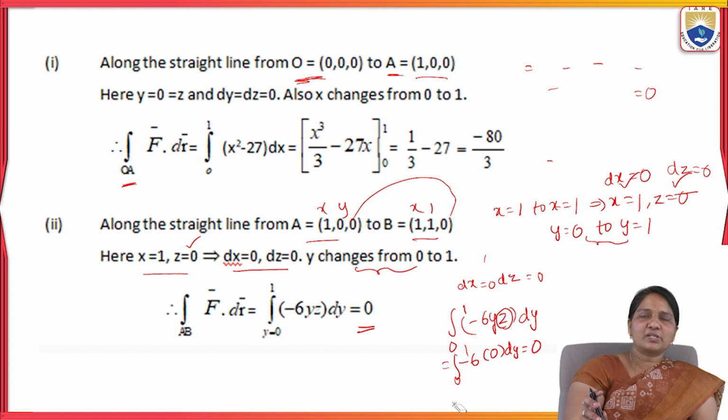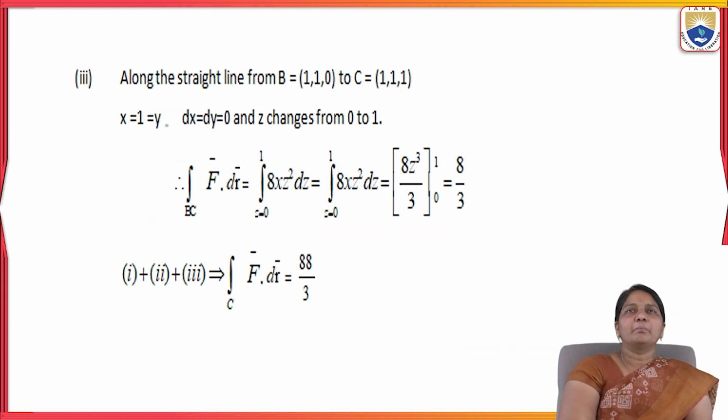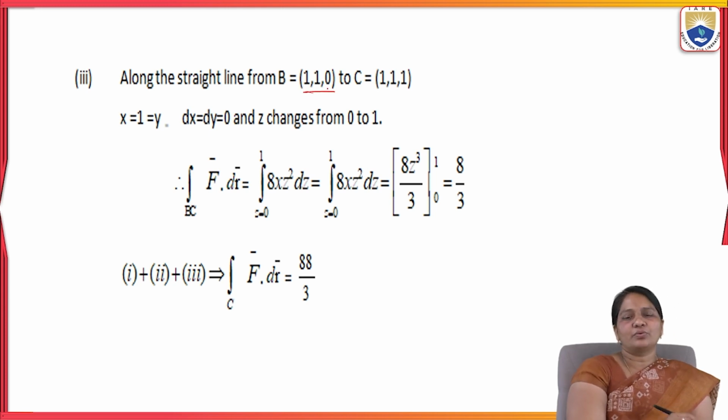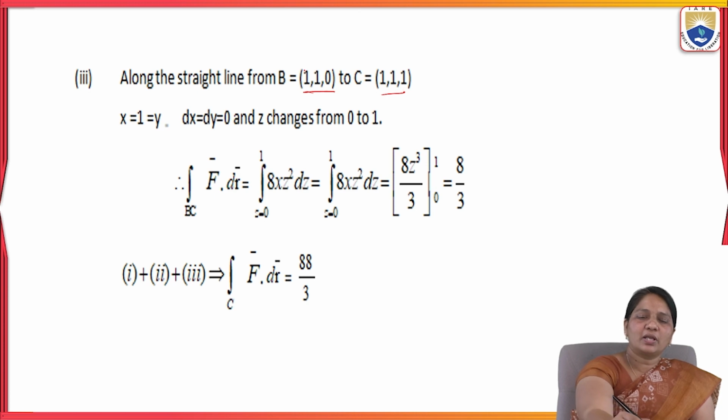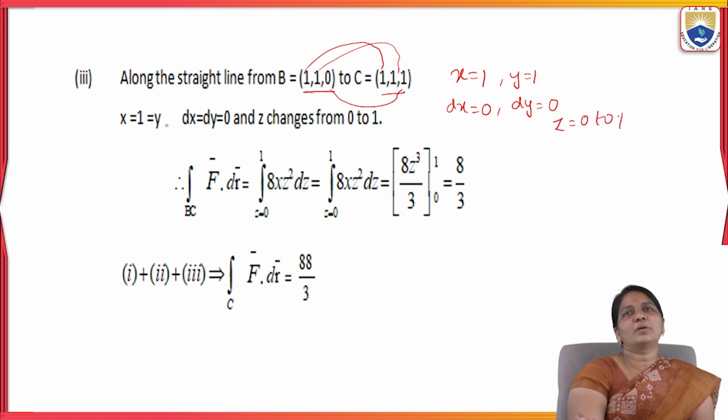Now one more straight line is there that we are going to calculate, along the straight line BC, from 1 comma 1 comma 0 to 1 comma 1 comma 1. Here x equal to 1, there is no change. Next, y equal to 1, there is no change. That means dx equal to 0 and dy equal to 0. Next, z changes from 0 to 1. That means we are going to integrate along z now.